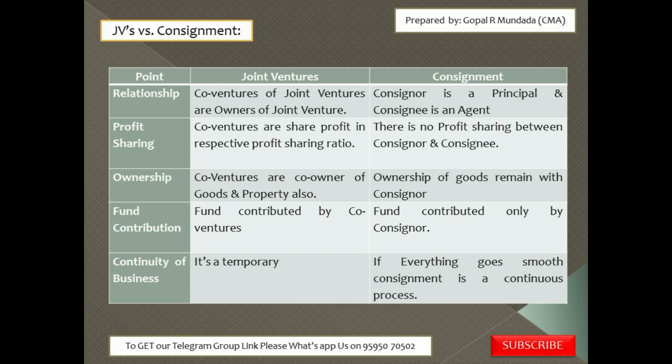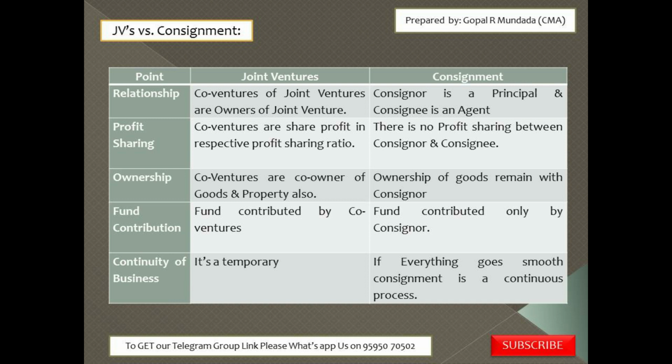In relationship, in a joint venture, the co-venturers are the owners of the joint venture. So guys, next is, in consignment, the consignor is a principal and the consignee is an agent. So in a joint venture, all co-venturers are owners of the joint venture, and in consignment, the consignor is a principal and the consignee is an agent. Next, profit sharing ratio. In a joint venture, co-venturers share profit with respect to the profit sharing ratio, and in consignment there is no profit sharing between the consignor and consignee, because the relationship between the consignee and consignor is that of agent and principal.